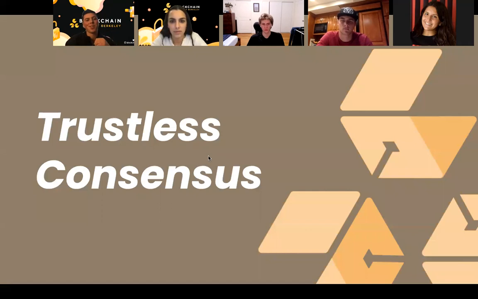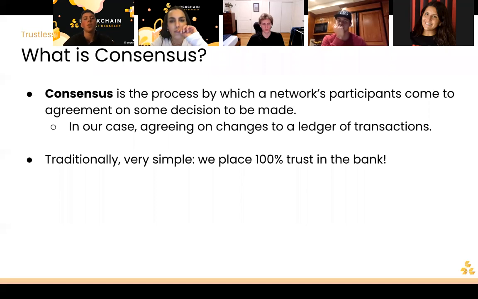Okay, consensus. Let's get right into it. I know we've talked a little about consensus throughout the lecture so far, but we'll get into how we interact with it and why it's so important. Consensus for us is the process by which a network's participants come to agreement on some sort of decision. It's a very pinpointed term. Maybe you've heard consensus as a way of saying we all agree on where we want to go to dinner. In that case, we'd all have to choose the exact same spot and be on the same page.